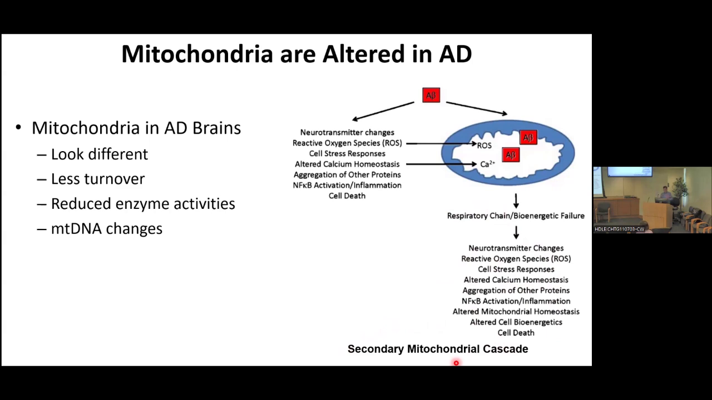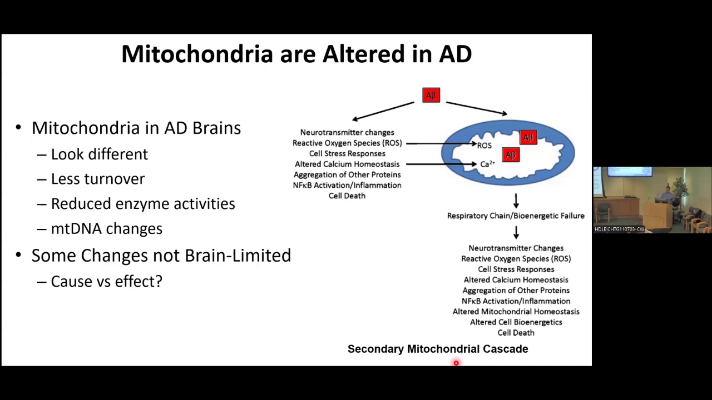But there are some issues with this perspective, perhaps the main one being that changes to mitochondria in Alzheimer's patients are not brain limited. We see these problems in platelet, muscle, and fibroblast mitochondria, where they're harder to explain away as being a consequence of plaques or A-beta or tangles or tau protein. I think this really raises issues of cause versus effect.